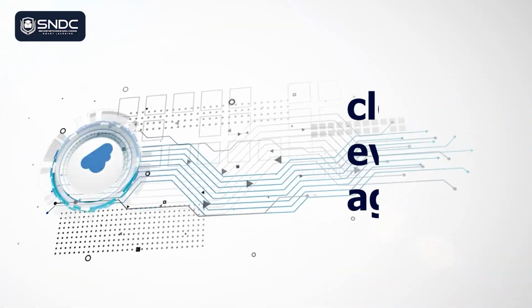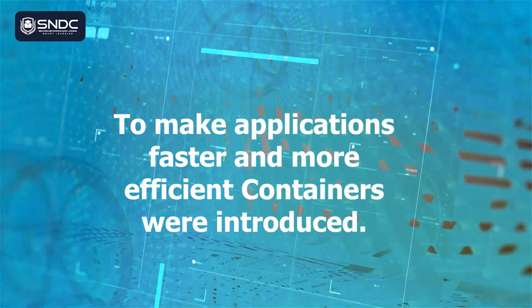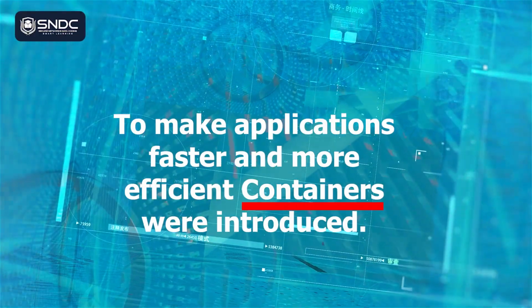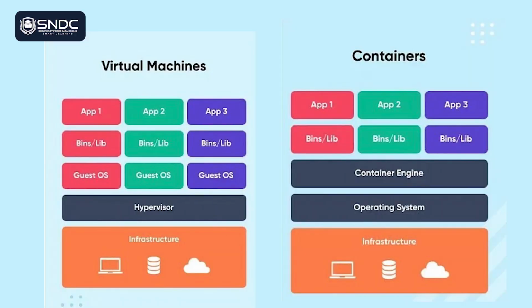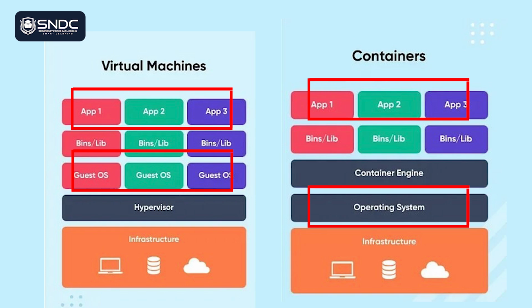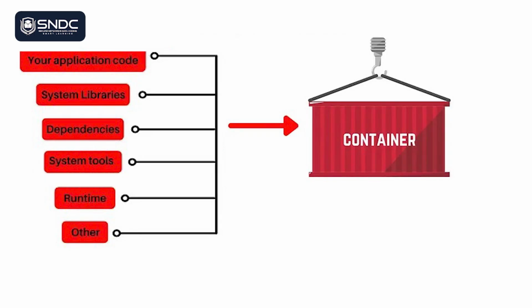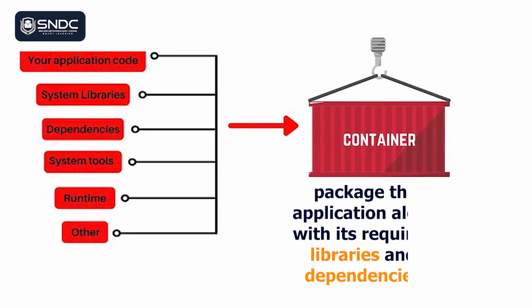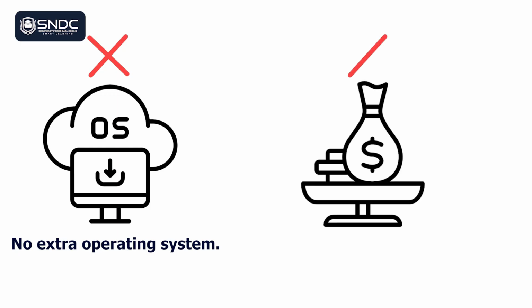So the cloud evolved again. To make applications faster and more efficient, containers were introduced. Let's compare. A virtual machine includes the application and a full operating system. A container includes only the application while sharing the operating system. Instead of creating a full system every time, containers package the application along with its required libraries and dependencies. No extra operating system. No unnecessary overhead.